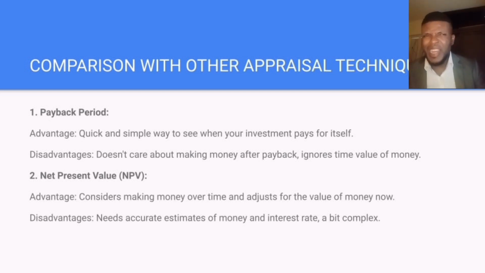The net present value is a more comprehensive method for evaluating the financial performance of a project, unlike the payback period. It takes into account the time value of money and considers all future cash flows. NPV compares the present value of cash inflows to the present value of cash outflows. If the NPV is positive, the project is considered financially viable.